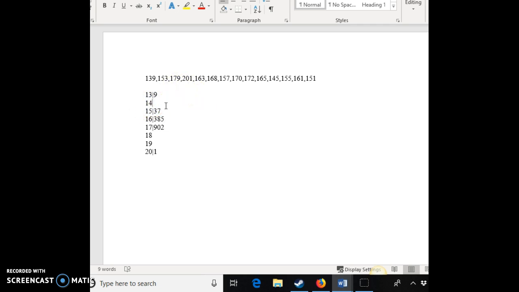145, put my little line and the 5. 155, we'll put our leaf of 5 back here. 161, and then finally 151. Now we have 2 stems that have nothing behind them.